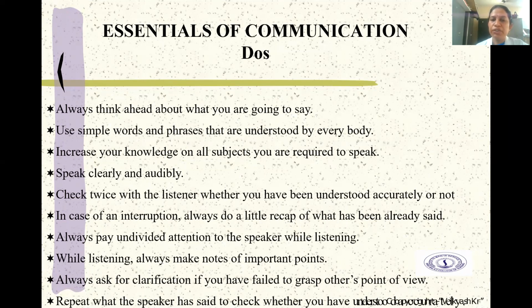The barriers of communication should not be there in a classroom, and always pay undivided attention to the speaker while listening. While listening, always make note of important points. It's very important that the student should attend the class with a paper and pen. And the students should be motivated to ask more and more doubts, and also to produce points related to the topic. They should always be motivated and encouraged. The correct answer should always be appreciated, and repeat what the speaker has said to check whether what you have understood is correct. So these are the do's of communication, and when we communicate in such a way, it is called a communication skill.